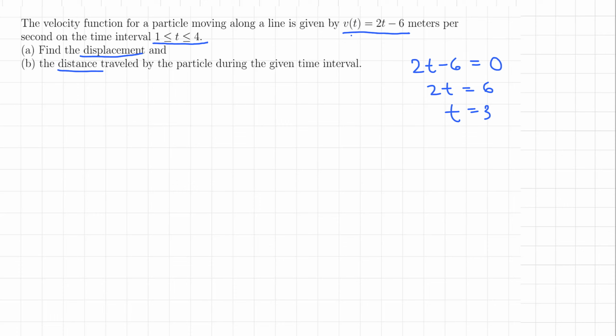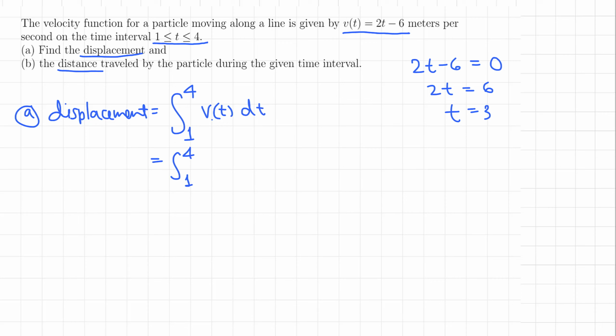So now let me do it in 2 different ways. This is linear, so we don't have to use calculus in fact, but let's use calculus. First, the displacement is pretty much the definite integral from 1 through 4 of this function, velocity. 1 through 4, definite integral, velocity is 2t minus 6.